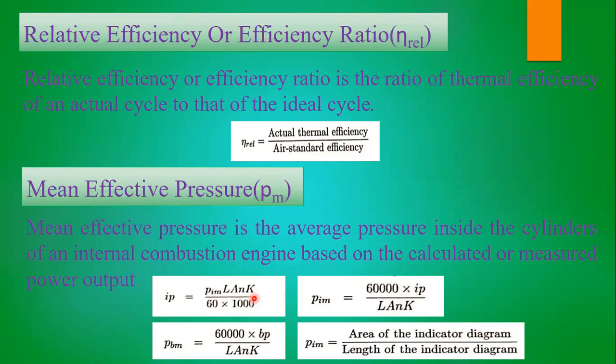It is the average pressure inside the cylinders of an internal combustion engine, based on the calculated or measured power output. It also depends upon the power output. What is power output here? Nothing but indicated power and brake power. We have two types of power outputs, and similarly we have two types of mean effective pressures: the indicated mean effective pressure and the brake mean effective pressure. The indicated mean effective pressure depends upon indicated power, and the brake mean effective pressure depends upon brake power.